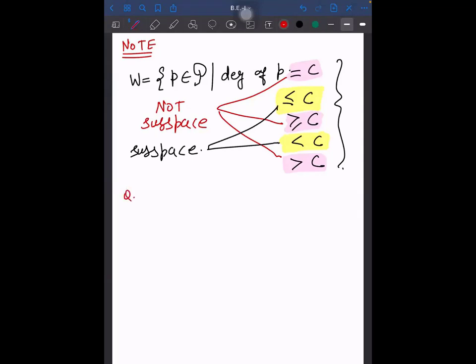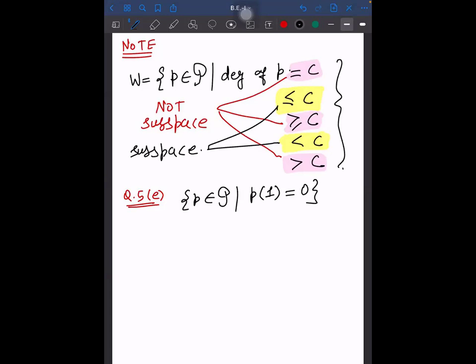Question number 5E. This is something like P belongs to P such that P at 1 is equal to 0. So will this be a subspace? A polynomial which takes the value at 1 to be 0. In other words, 1 is the root of that polynomial. Yes, it will.